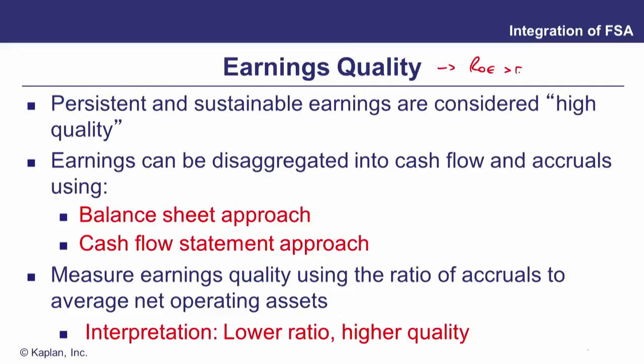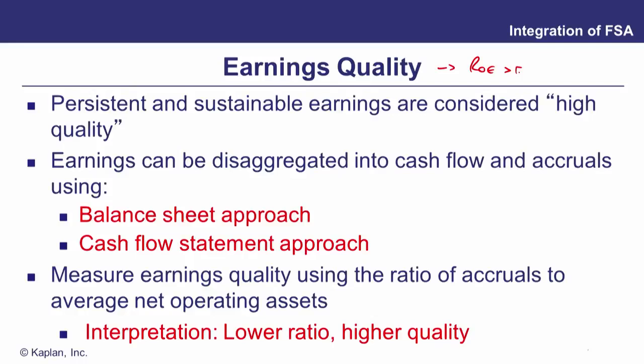Now, we've got two different approaches to do this. We can either use the balance sheet approach or the cash flow statement approach. And we might see some differences between the two methods, normally due to classification issues in the cash flow statement. So what we're going to try and do is measure our earnings quality by looking at the ratio of accruals to average net operating assets. Aggregate accruals over average net operating assets. We haven't defined net operating assets yet, but we will in just a second.